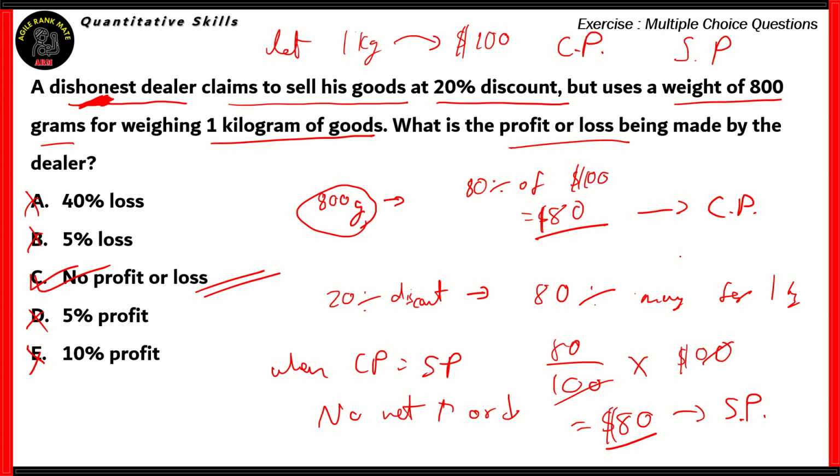So the idea here is we are taking two separate scenarios. The first scenario is finding out the amount of money that's required for 800 grams, which is basically its cost price, and then finding out how much a 20% discount looks like on 1 kilogram, which is again $80. So as you can see, in both cases, the amount of money stays the same, so the cost price is equal to the selling price, so there is no net profit or loss. So option C is the right option.